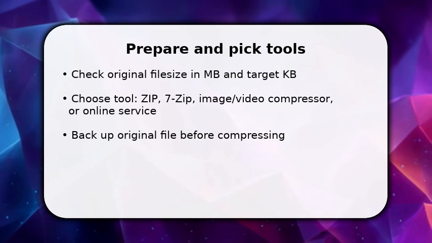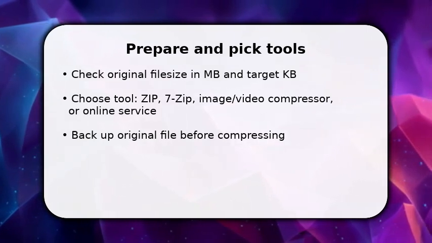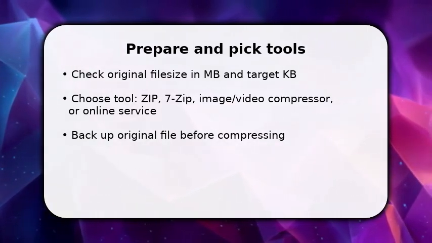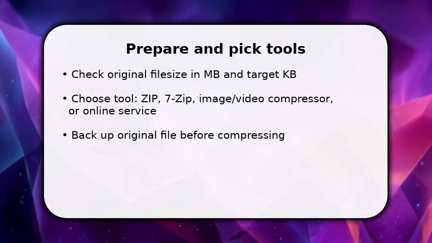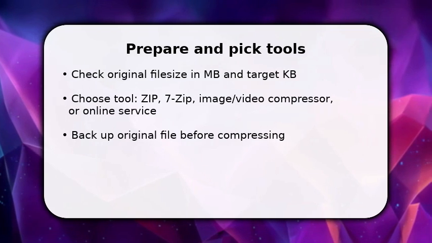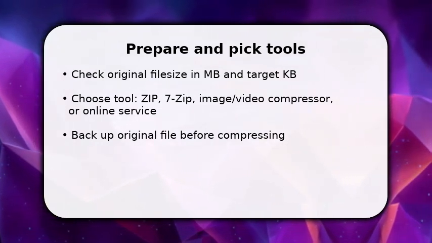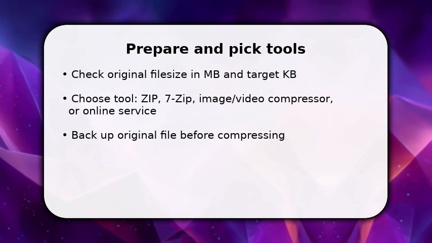You begin by confirming the file size and target size in KB so you know how aggressive compression must be. Once done, pick a suitable tool. 7-zip for archives, Handbrake for video, or image compressors for photos. These offer control over quality.